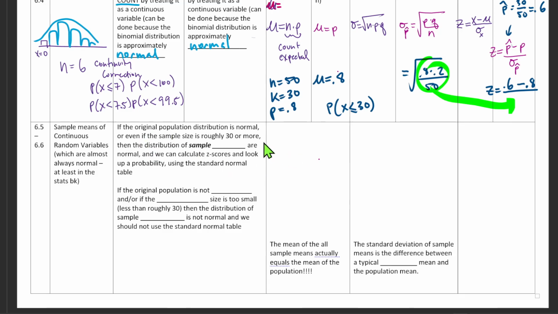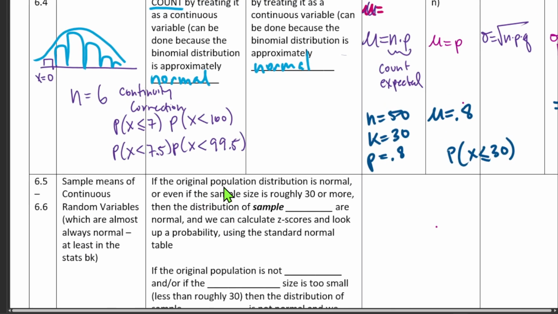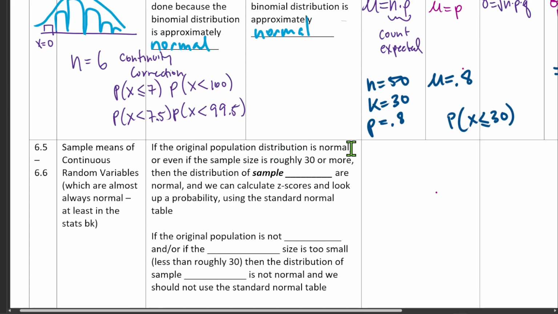What's cool about this is that the original population, if it's normal, you're good. And even if the original population is not normal, so if the original population distribution is normal, or if the sample size is roughly 30 or more, so you don't have to even have a normal population. All you need is 30 or more in your sample, and then the distribution of the sample means are normal. And the sample means are all x bar. That's a sample mean. So you grab 30 individuals, you take their average, that average is x bar.